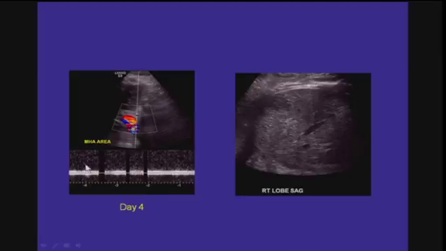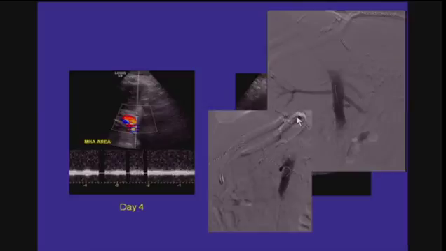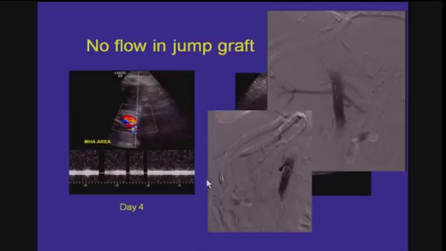And so on day 4, we have the same bad outcome here, main hepatic artery area. That means we're getting no flow, just noise there. And we can see an infarct here in the right hepatic lobe. And the injection shows nothing coming through the jump graft. These are renal arteries. Here's the jump graft as well. So the patient unfortunately required retransplant because this could not be thrombectomized.